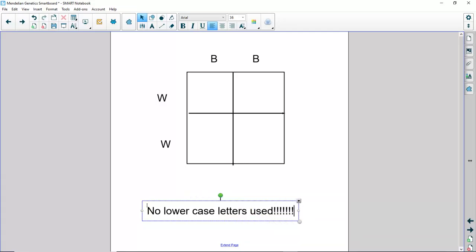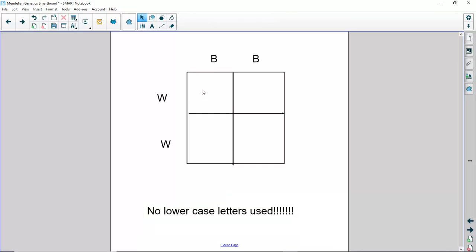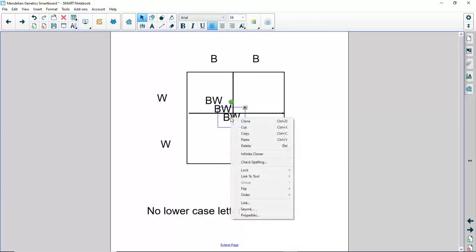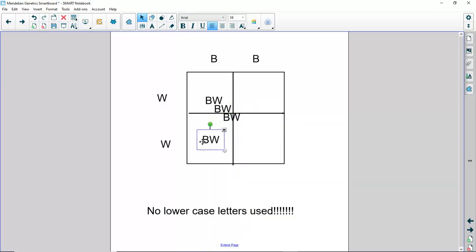So if you cross a black chicken with a white chicken, the white chicken must be homozygous, but not dominant or recessive. So you're going to get your black and white. Clone that 3 other times. You're going to get your black and white speckled chicken.